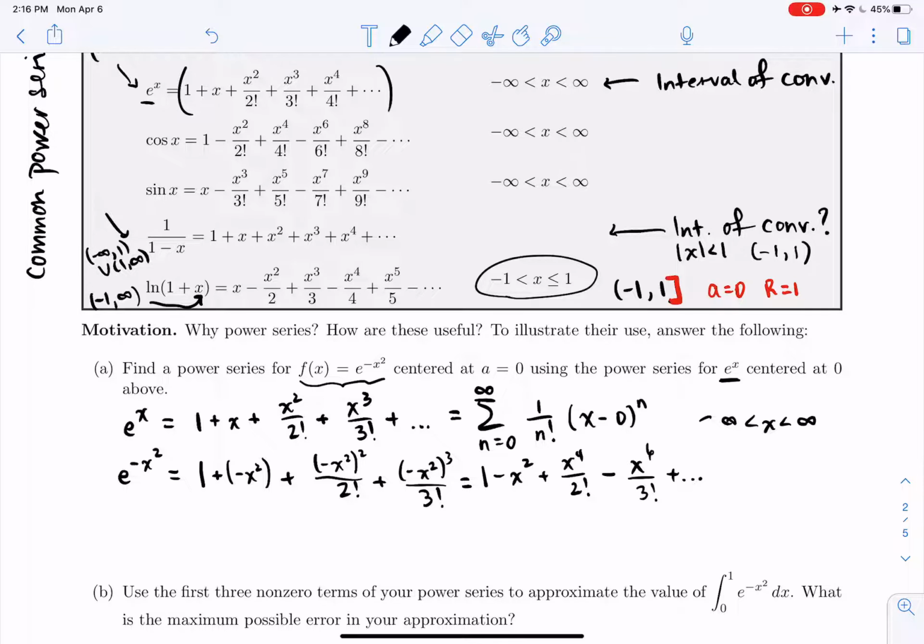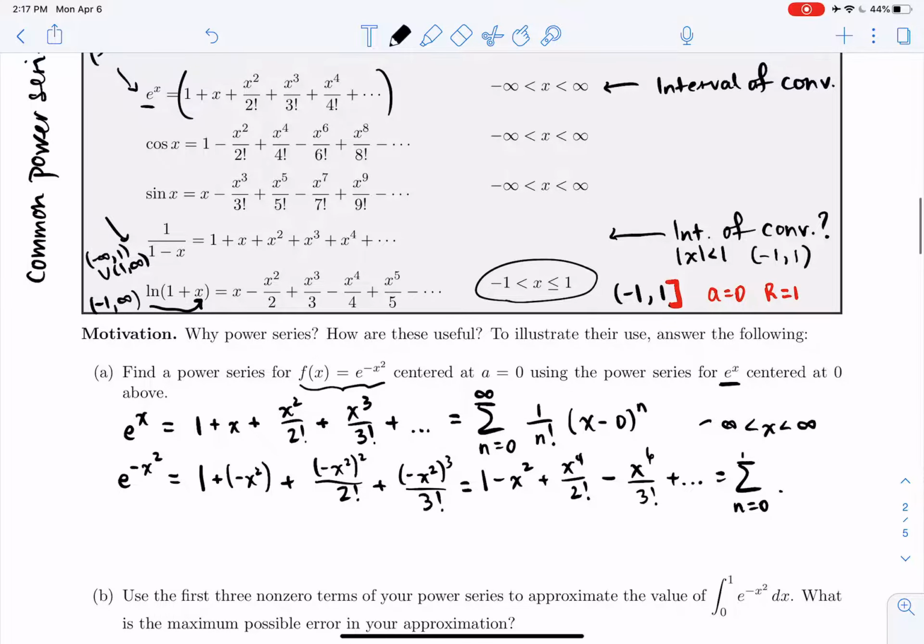So what's kind of different about e to the -x squared versus e to the positive x is that this power series is alternating. So we can write this instead as the sum from n equals 0 to infinity of the expression -1 to the n power, x to the 2n, because our exponents are all even, divided by n factorial.